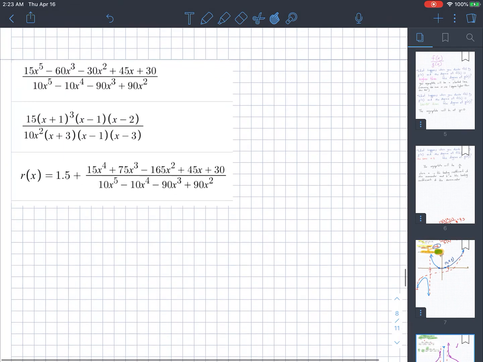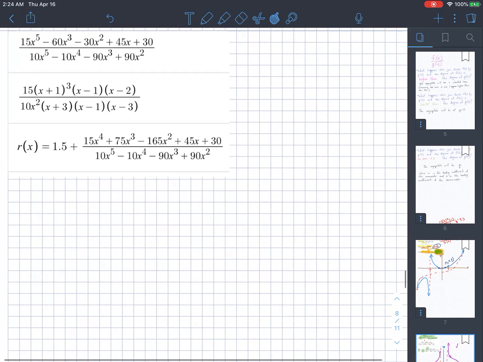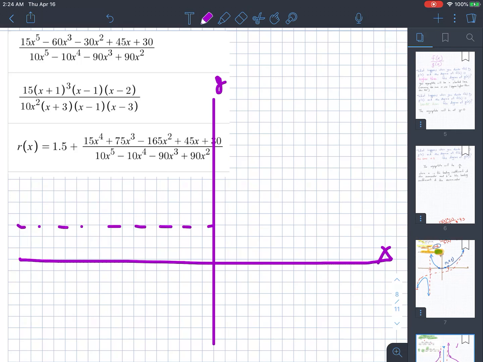Now you got 15x to the 5, blah blah blah, and 10x to the 5, blah blah blah. So now we have the same degree on the top and on the bottom. Alright, let's go a little faster this time. So you got x and y. Alright, so I know we have a horizontal asymptote at 15 over 10, or 1.5, because they're of the same degree, so 1.5.